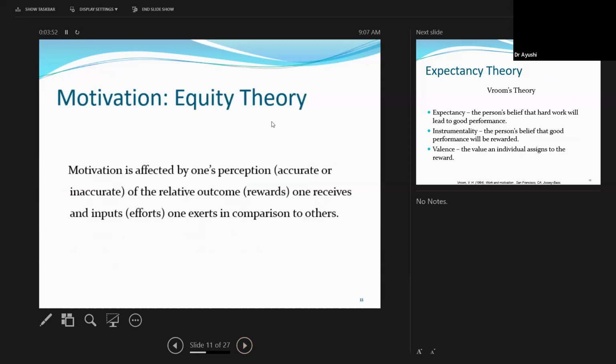Then equity theory of motivation. It states motivation is affected by one's perception, accurate or inaccurate, of the relative outcome, which is the rewards one receives, and input, that is the efforts one exerts, in comparison to others.